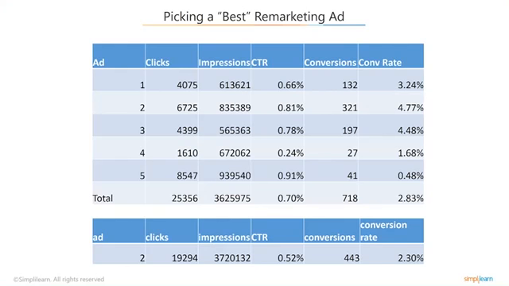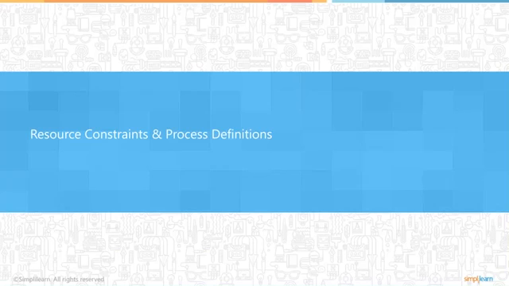So let's move on to resource constraints. This is one where best practice may overwhelm resources. It's not that you don't know the best practice, it's that you don't want to implement it because it would overwhelm what your capacity is.